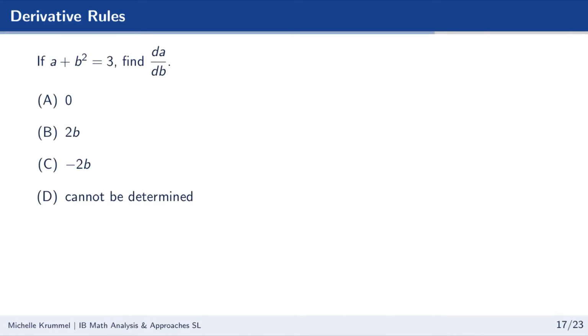Okay, quick check for understanding here. If a plus b squared equals 3, what is dA over dB? This is Leibniz notation. This is the same thing as a prime of b, like that. B is the independent variable. It's like the x. Think of that like the x, and think of that like the y. dA over dB, it's saying take the derivative of a with respect to b. So this would probably be easier if we solve the equation for a. A equals 3 minus b squared. So this is like a y equals something in terms of x, right?